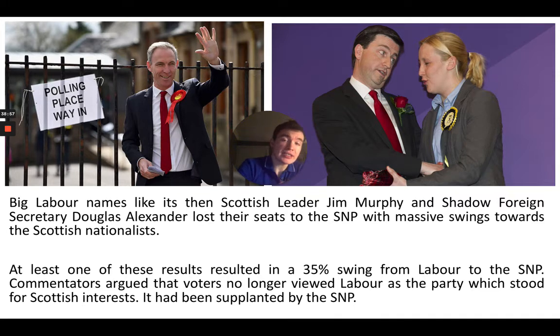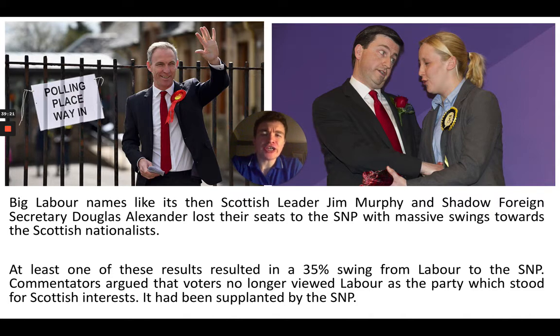Now, my own constituency, and I've mentioned this a few times, back in 2005 and 2010 had about a 20,000 vote majority in favour of Labour. In 2015, the SNP walked away with this seat in Coatbridge, Chryston and Bellshill with about a 10,000 majority themselves. So they'd completely swung things round.